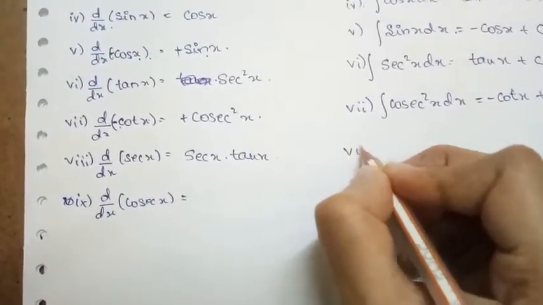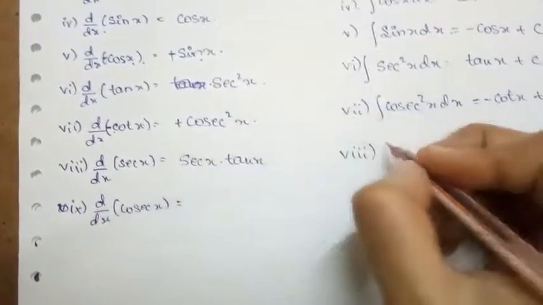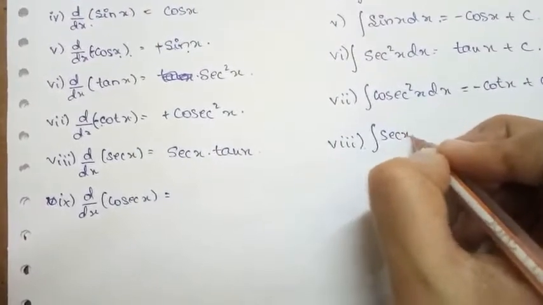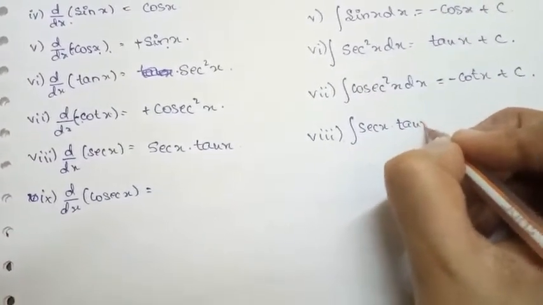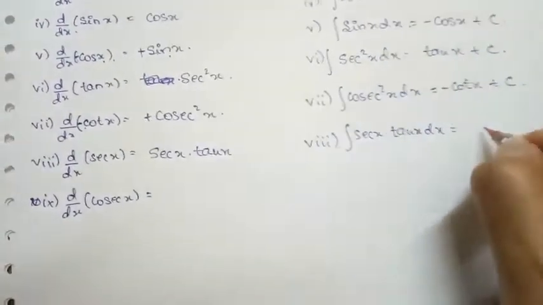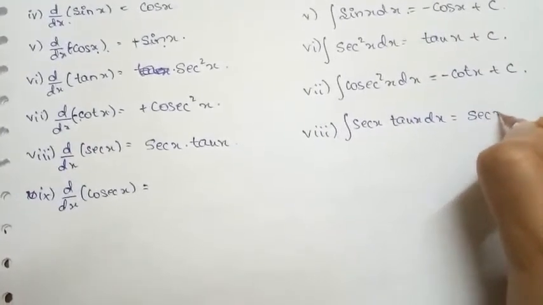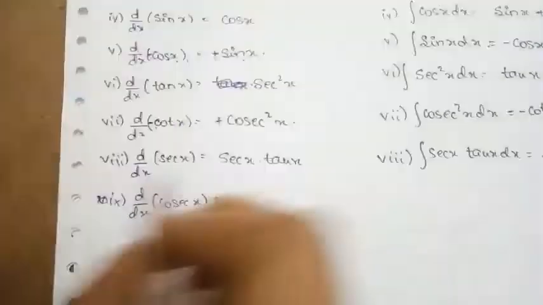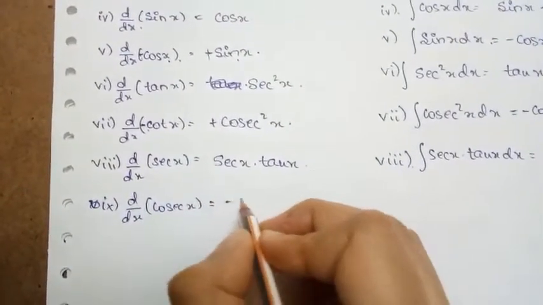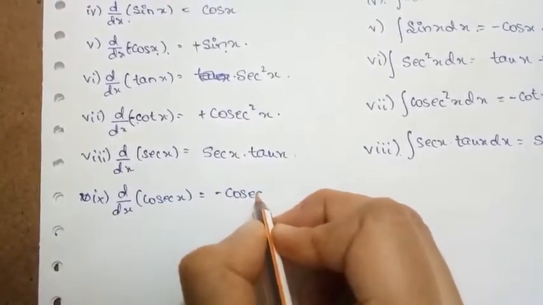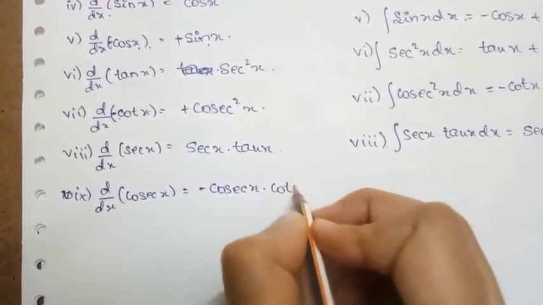So the integration of secant x into tan x dx, what is the integration of this one? It is nothing but secant x plus c. Similarly, the differentiation of cosecant x is minus cosecant x into cot x.